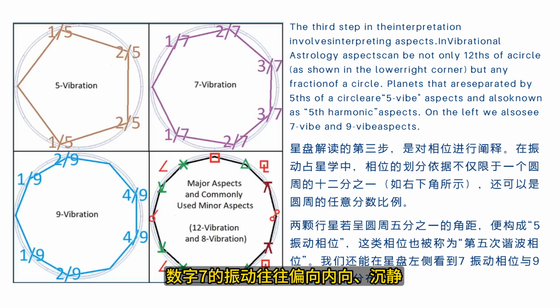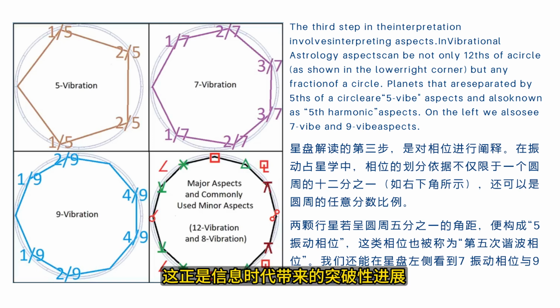7 tends to be introverted, to be still. 9 tends to be, how can I say, it creates a sense of community, of connectedness, of wholeness. 5 is more fluid and organic, tends to be creative and playful. So there are different frequencies creating different vibrations.